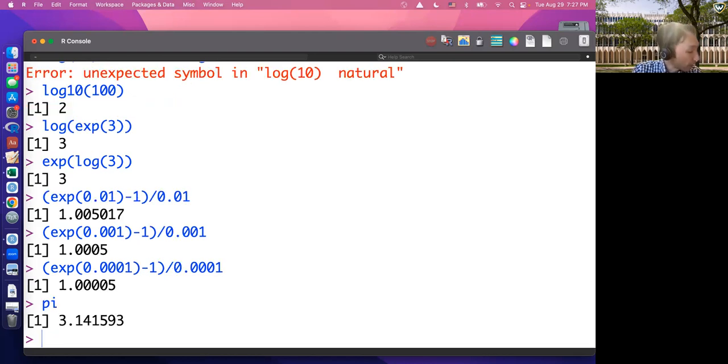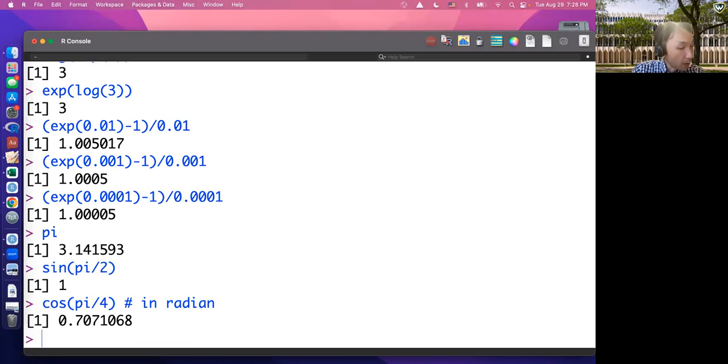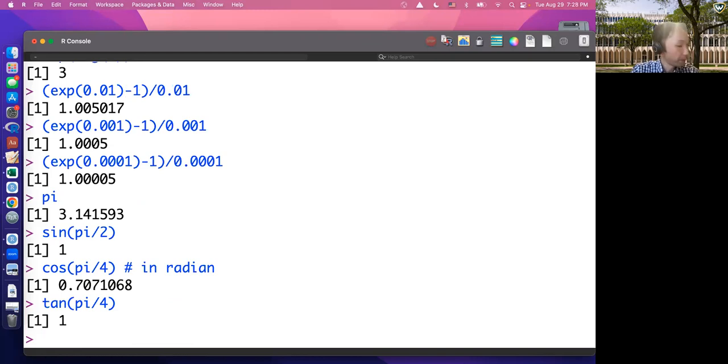Some ready-made numbers, such as pi in R. You can calculate the sine of pi over 2. Actually, it uses radians, so cosine of pi over 4, that is the cosine of 45 degrees. So that is 1 over square root of 2, so that is 0.707. Yeah, tangent pi over 4. This is the one.